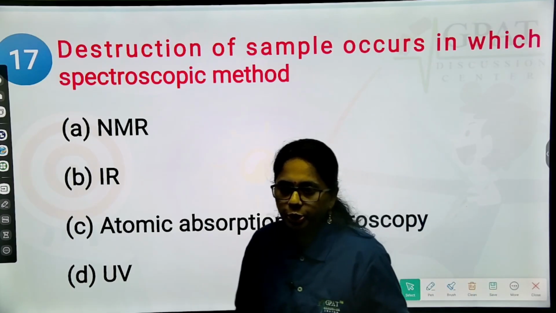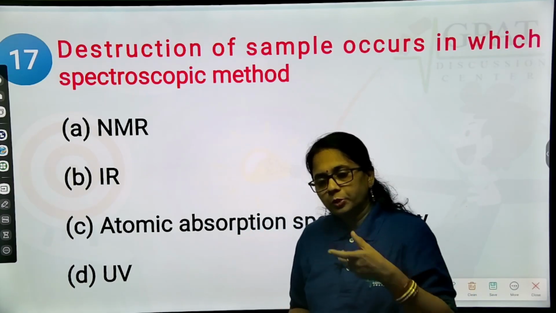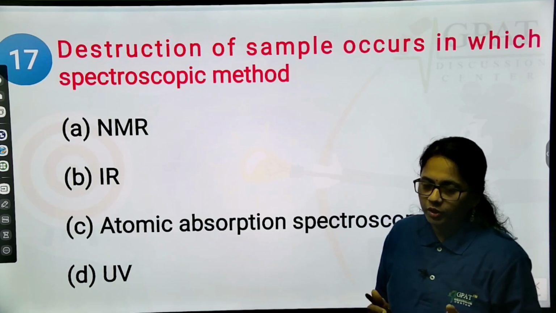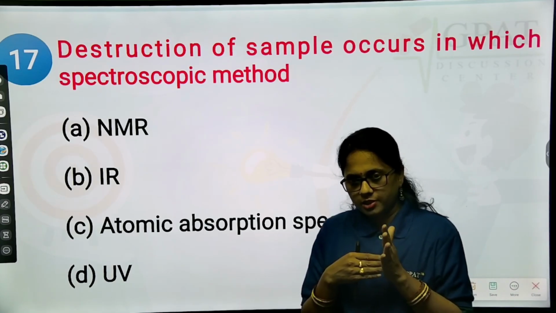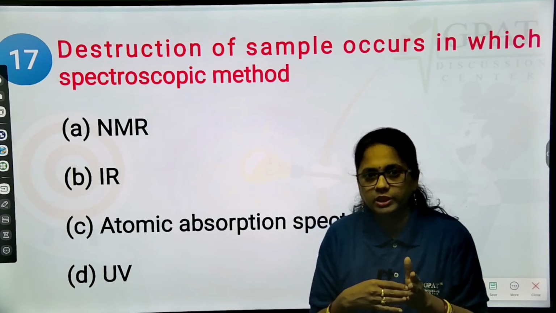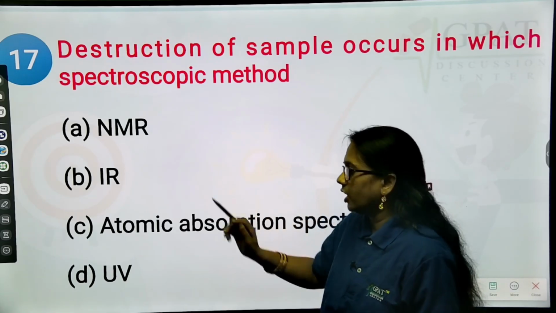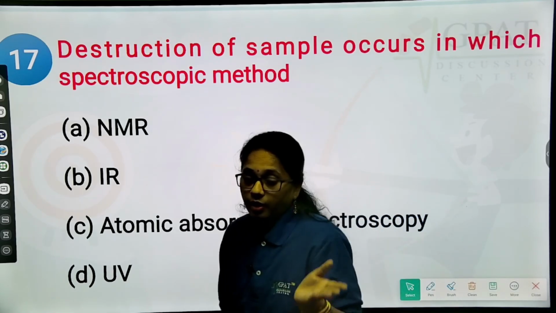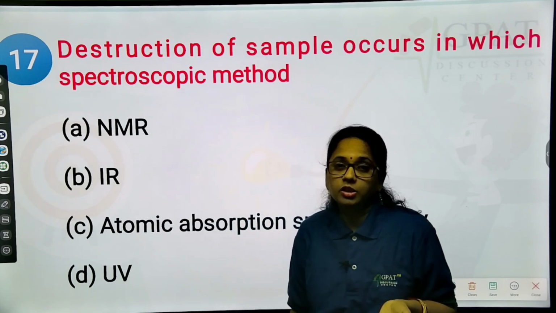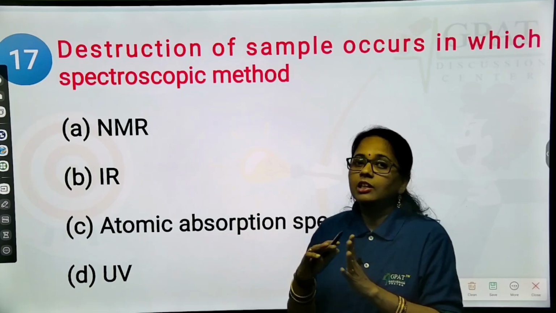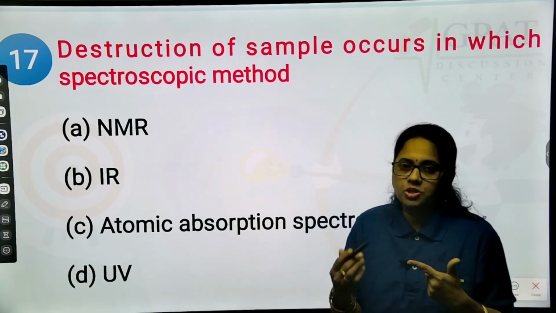NMR means you are going to prepare a solution and put it in the instrument. Radio waves pass through that sample, and it is not getting denatured or destroyed. So NMR is not the right answer here. IR sample, you can analyze many times, no destruction of the sample takes place, it is just causing transitions in the molecule.